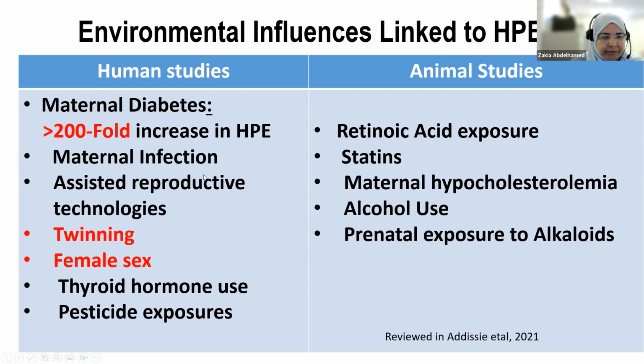And also maternal infection. Also, there are studies that link holoprosencephaly to assisted reproductive technologies. Twinning and female sex are also factors. And as a reminder, our patient was a twin and she was a girl. And thyroid hormone use during pregnancy and pesticide exposure, retinoic acid, statin use, and maternal hypocholesterolemia are also reported, as are alcohol use and prenatal exposure.